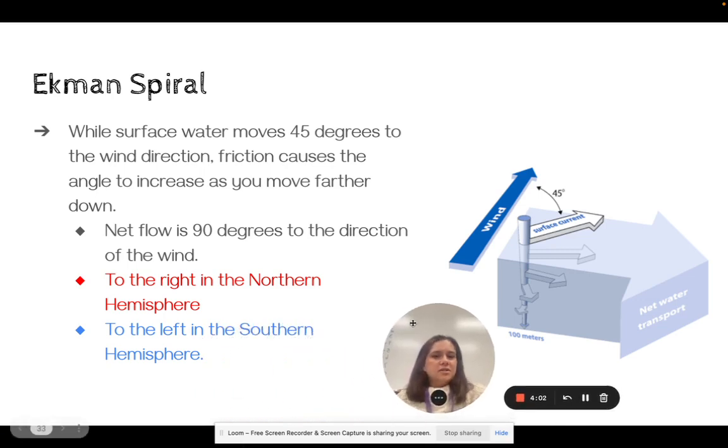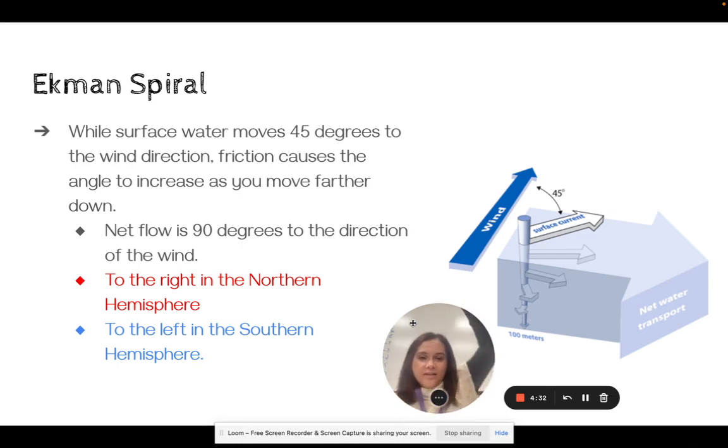But I wanted to talk about an interesting little phenomenon with surface ocean currents. Imagine wind is blowing across the ocean. You can actually model this. If you put your finger in some water and move it quickly, you will see this phenomenon happen. There's friction as that happens, and what it causes the surface current to do is to move at a 45-degree angle to the wind direction.